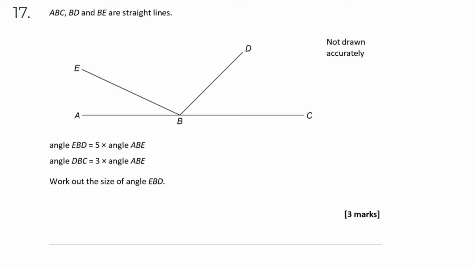ABC, BD and BE are straight lines. Angle EBD is equal to 5 lots of angle ABE. Angle DBC is 3 lots of angle ABE. Work out the size of angle EBD.